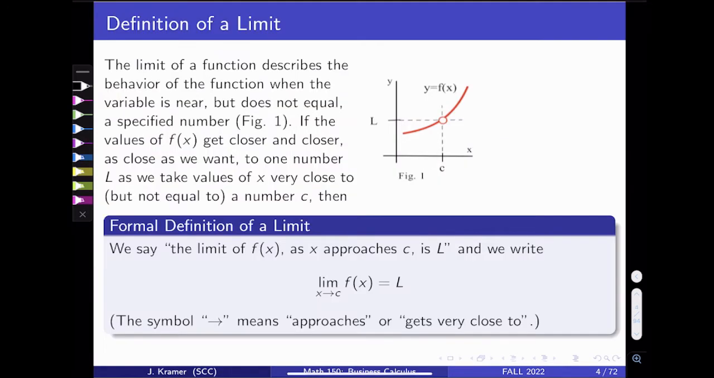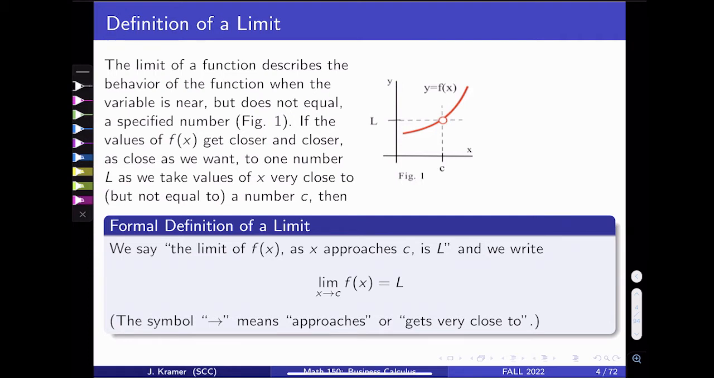Let's look at the formal definition of a limit. The limit of a function describes the behavior of the function when the variable is near but does not equal a specified number, as seen in figure 1. If the values of f of x get closer and closer, as close as we want, to one number called L, as we take values of x very close but not equal to a number c, then the formal definition of a limit says the limit of f of x as x approaches c is L, and we write the limit as x approaches c, where the arrow means approaches or gets very close to, f of x equals L.